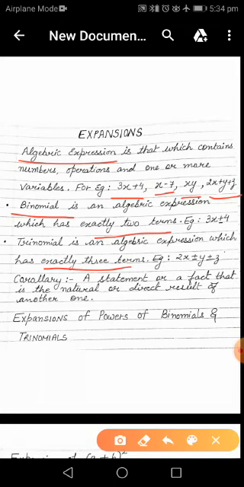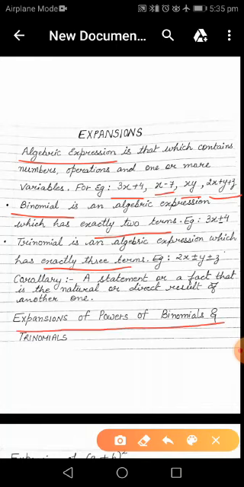Before we move forward towards the chapter, let me introduce a new word to all of you, that is a corollary. Now what is a corollary? It is a statement or a fact that is the natural or direct result of another one. That is, some expressions we are going to use in the following chapter which are derived from already proven identities. So let's get started.